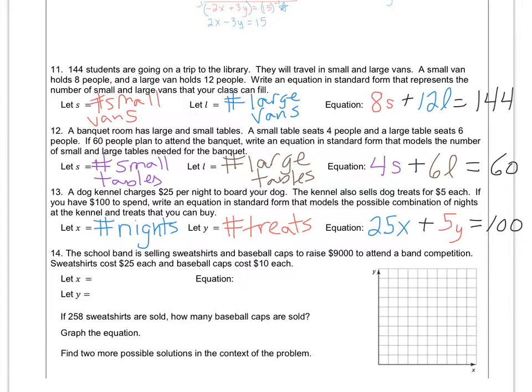The last problem, number 14, gives you information about a band fundraiser. So go ahead and figure out your x and your y values and write your equation in standard form. And then to graph this equation, I would find, well, it's up to you. You can solve it for y, put it in slope-intercept form. In standard form, I find it very easy to find the x-intercept and y-intercept and graph the line that way.